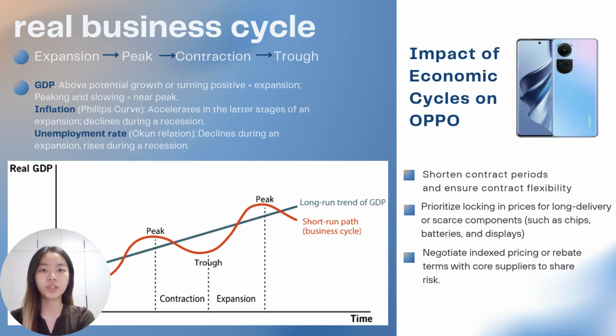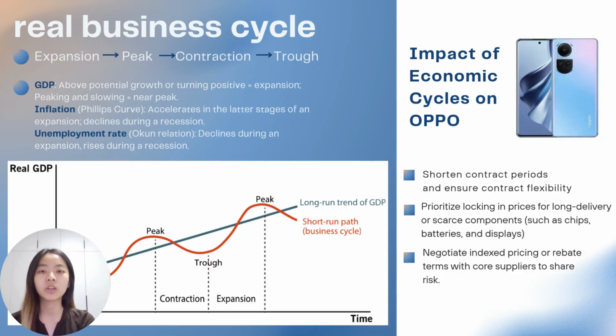Every day, we don't just deal with parts and suppliers, we deal with the changing market. As a procurement team, our job is to read the signals behind those changes. When GDP goes down and unemployment goes up, it means demand is falling and the market is slowing down. In this phase, we should shorten contract periods and keep them flexible so we can react quickly if something changes.